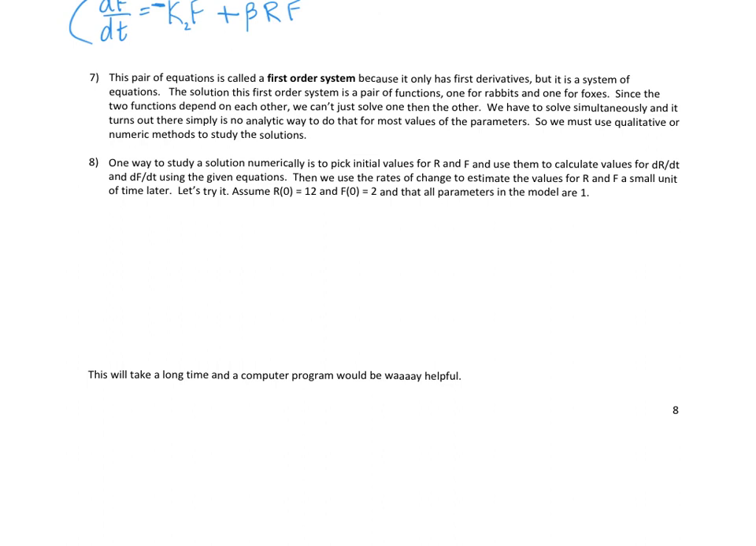Then you can repeat this process. Calculate dR/dt and dF/dt using these 2 new values for R and for F. This will take a very, very long time. It's very tedious. If I wanted to use this process to calculate, say, how many rabbits are there 10 weeks later or 52 weeks later, this is very time intensive. Unless you have a computer program that can do it for you, having a computer do this is very, very helpful and is part of your first project.